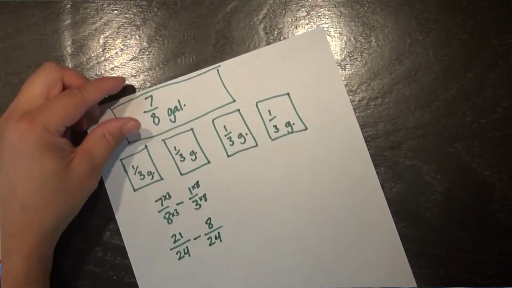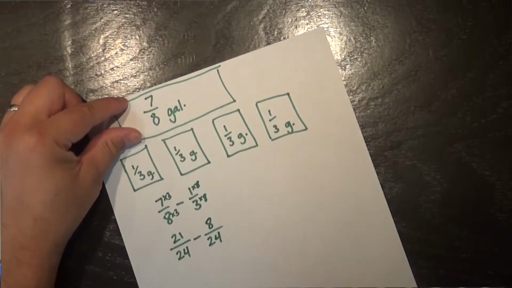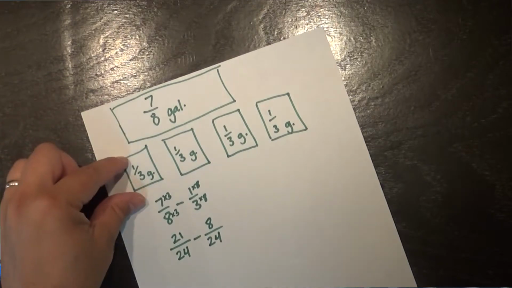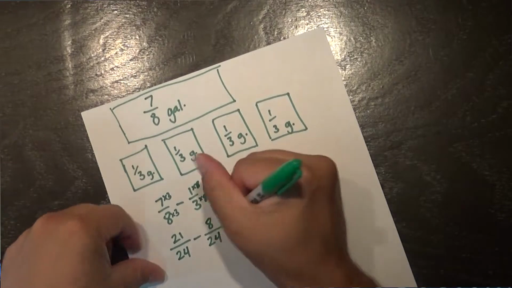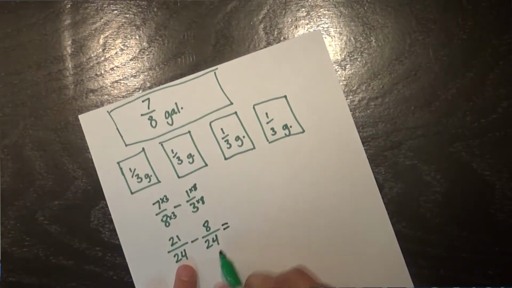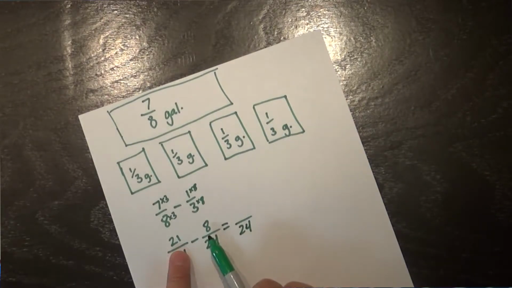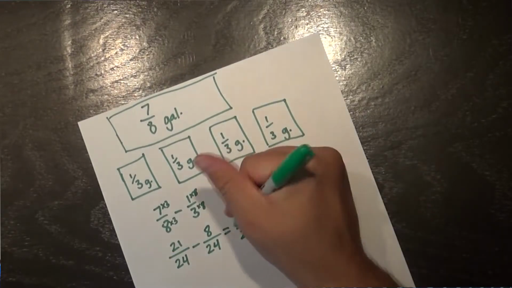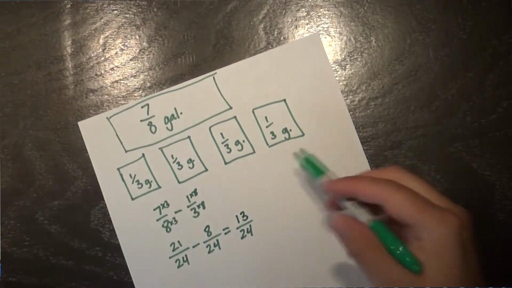Okay, so what I'm doing here is I'm taking this, which is really 21 24ths, or 7/8. It's the same thing. Those are called equivalent fractions. If I dump out 1/3 gallons, or 8 24ths, this is going to tell me how much I have left over. So if I have 24 and 24 on the bottom, my denominator stays the same in subtraction. I really just worry about the top numbers, my numerators. So 21 minus 8, that's going to give me 13. So I have 13 24ths left over.